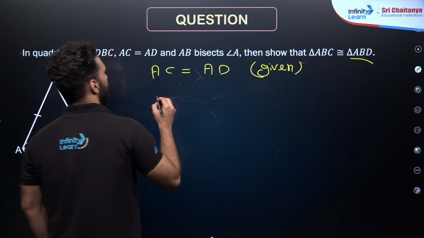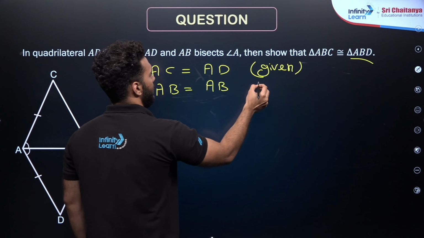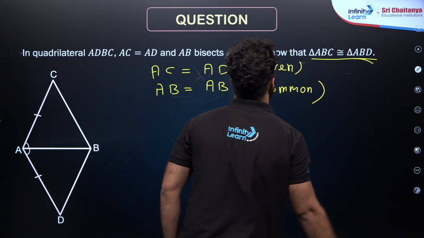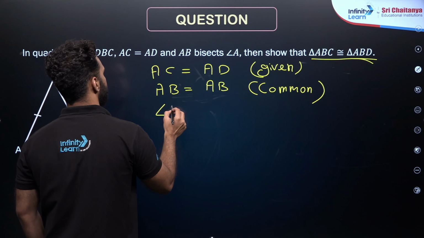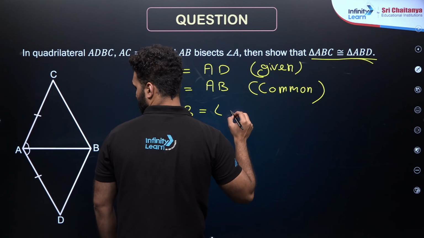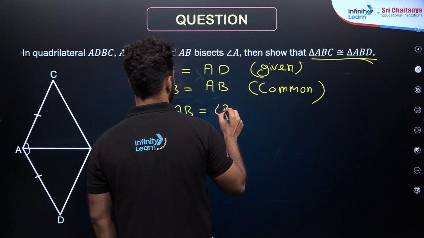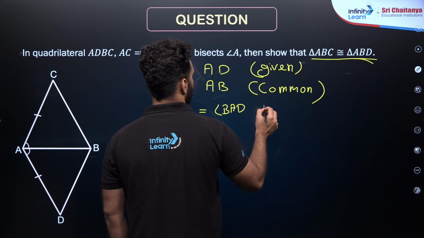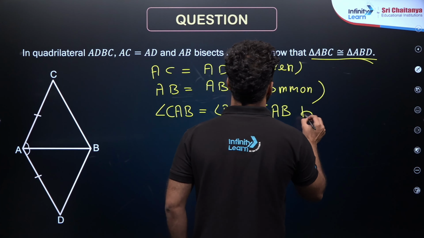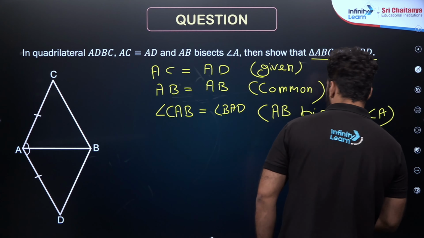It is given to us. Now, can you see this? AB is equal to AB. They are common line in these two triangles. Now, angle CAB is equal to angle BAD, or DAB. Why? Because AB is a bisector. AB bisects angle A. That's why.